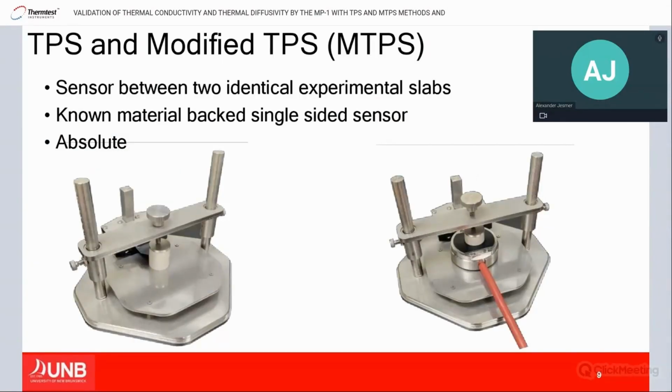And then finally, the 2 different methods that we're using today are the transient plane source over on the left, where you take your sensor and put it between 2 identical samples. And on the right side of the screen, you see the modified transient plane source, where your sensor is embedded into a low thermal conductivity backing of known properties. For that, you can use it as a single-sided sensor, kind of like a stethoscope, where you just place it right up against your unknown material and determine its thermal properties, also as an absolute method in this setup.